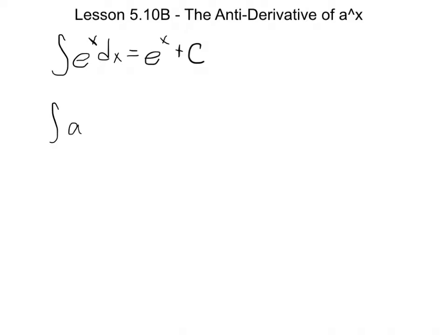It says that the antiderivative of a to the x dx is 1 over the natural log of a times a to the x plus c. So it has a lot of resemblance to the e to the x formula. The integral of e to the x is: leave e to the x alone. The integral of a to the x is: leave a to the x alone. But you do have to multiply by 1 over the natural log of that constant base. So let's take a look at a few examples.